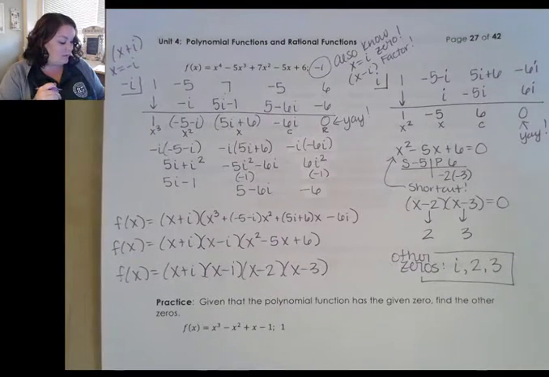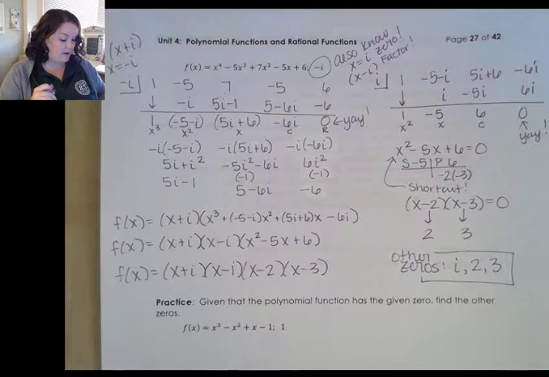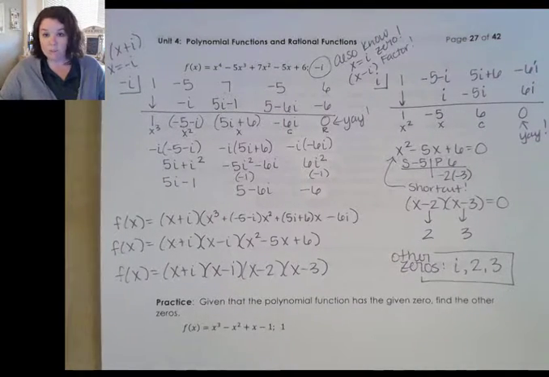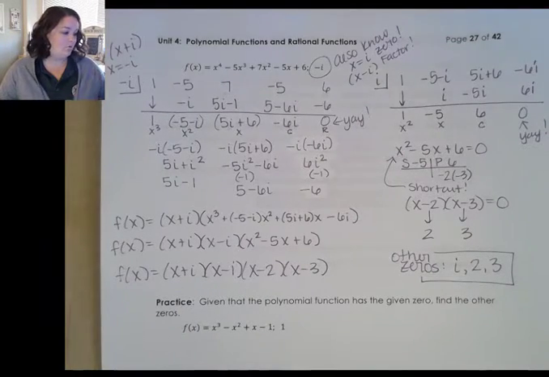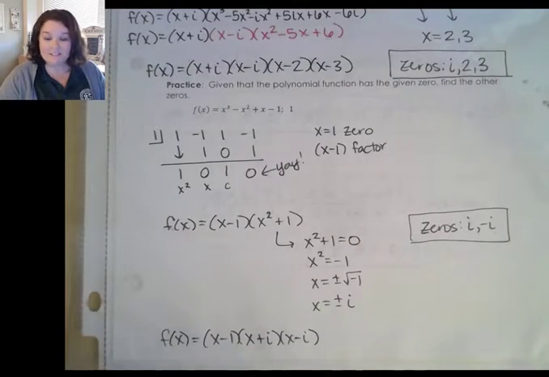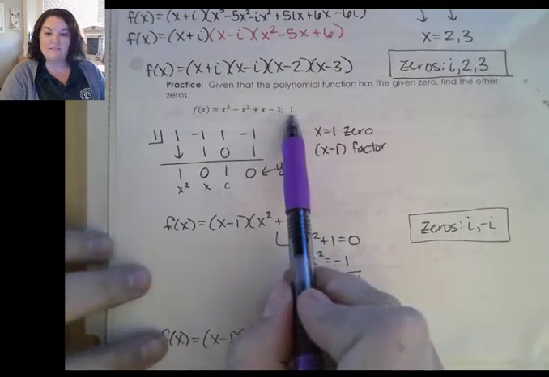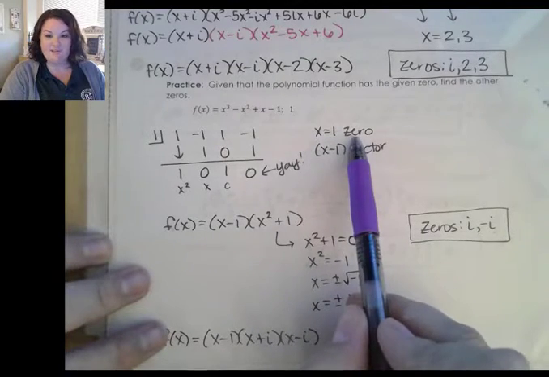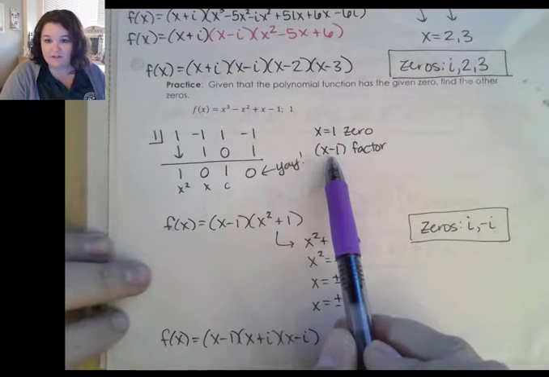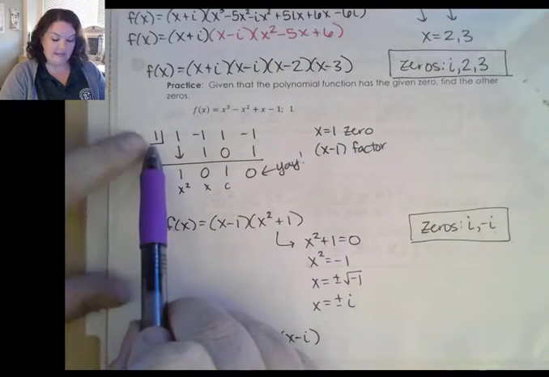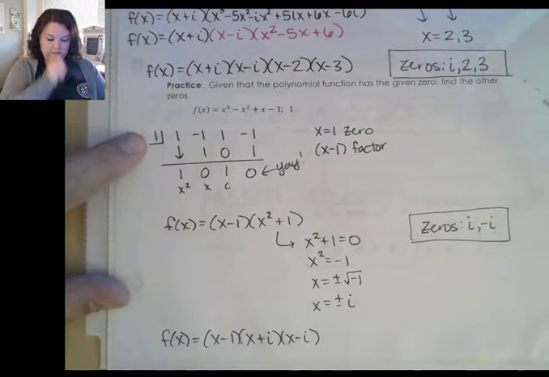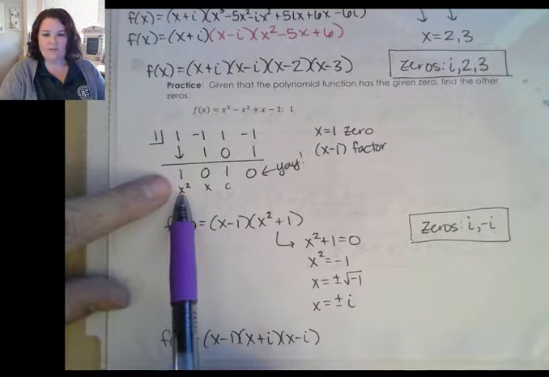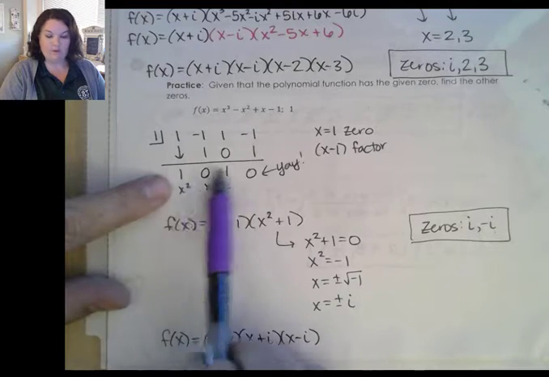All right, so there is one practice problem for y'all to try really quick on finding the remaining zeros. Go ahead and give that a whirl, and when you're ready, unpause it and we'll go over it. All right, so let's see how you did. On this practice problem, they give us the zero of x equals 1. Since we know x equals 1 is a zero, we also know that x minus 1 is a factor. We're going to put our 1 in the synthetic box and do our synthetic division, which leaves us with x squared plus 1 as my quotient, right?